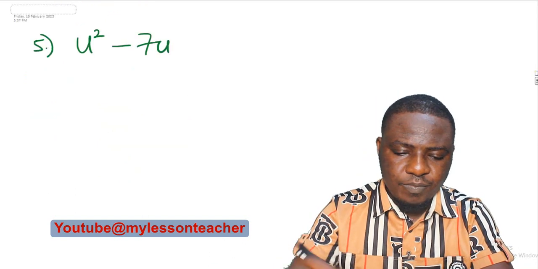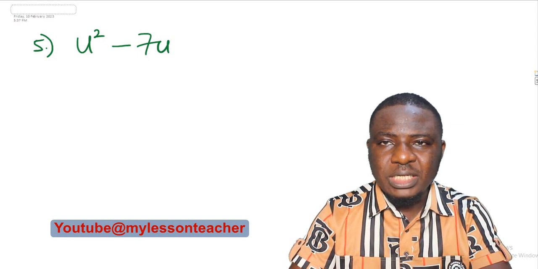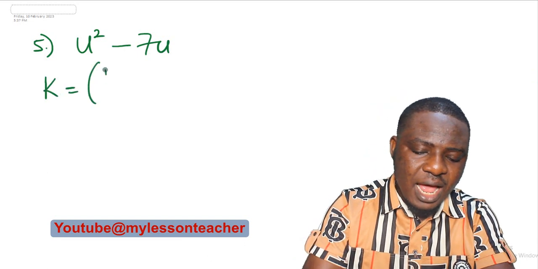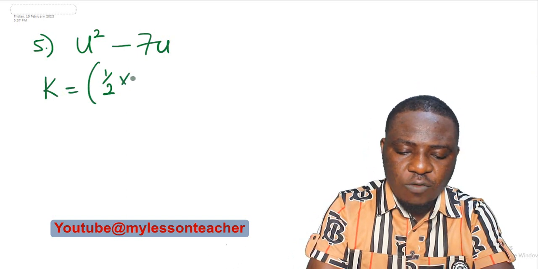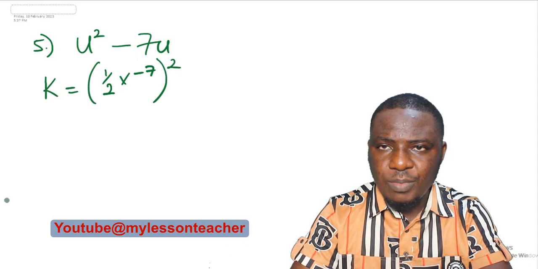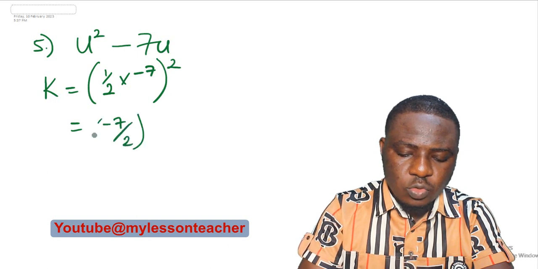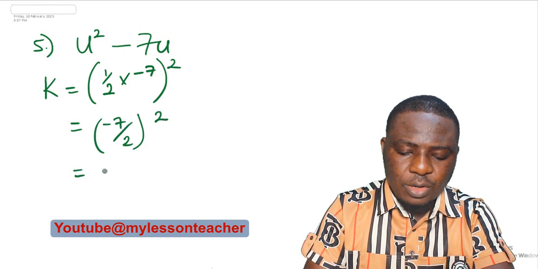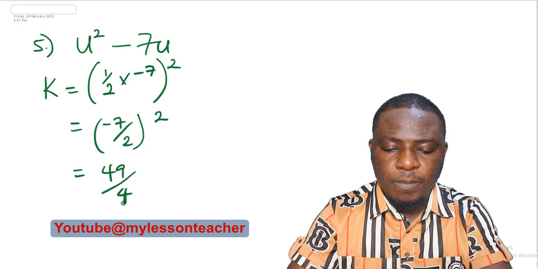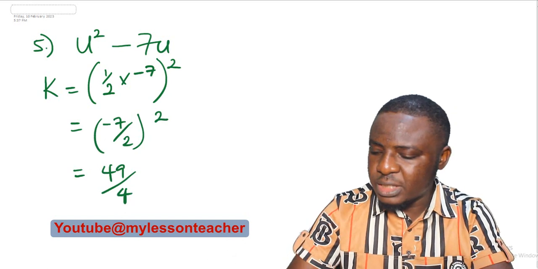Question 5, u squared minus 7u. What is that last term? We say the last term is k, and k is defined as half of the coefficient of the second term all squared. This is our method 1, and this is equal to minus 7 over 2 all squared, which is 49 over 4. So 49 over 4 is that term which, when added to this, makes it a perfect square.